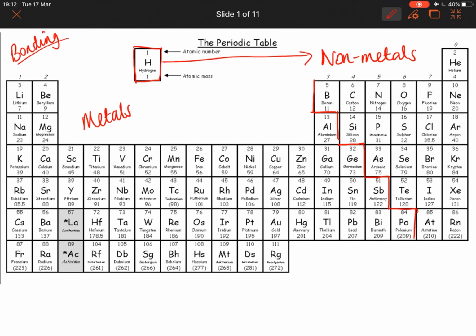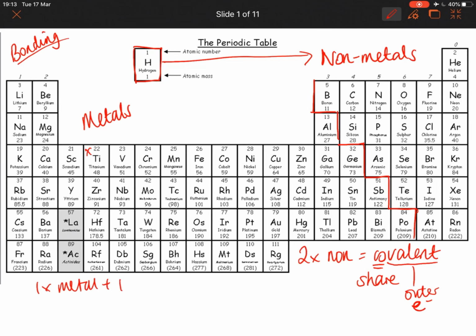Now, if two things are on the left of the line, for example, titanium, if you have two titanium atoms, it will be metallic bonding. If you've got two things that are on the same side of the line on the right, so two non-metals, that is covalent. So 2 times non is covalent. Now that means shared outer shell electrons. Okay, if you have one metal and one non-metal, then we get an ionic bond going to be made.